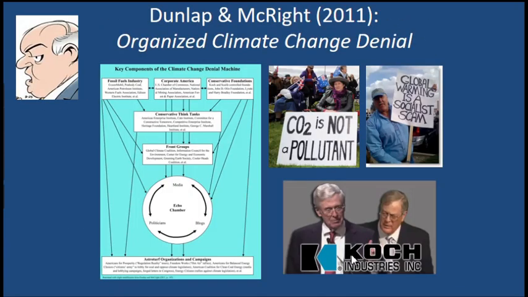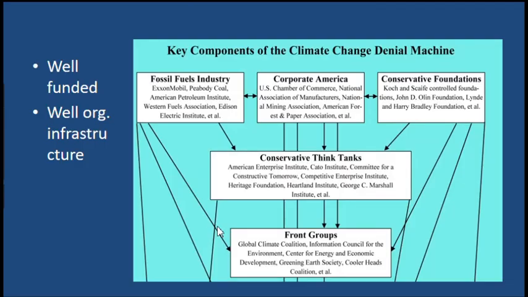Okay, so what does organized climate change denial look like as a sociological phenomenon? Dunlap has written a lot about this in an article with McCright, where they describe a climate change denial machine. Their basic argument is that you have some plutocrats or folks heavily invested in the current greenhouse gas intensive economy, like the Koch brothers, funding a lot of mechanisms to affect public opinion and the courts and whatnot. The way it works is you have the fossil fuel industry, corporate America in general, and conservative foundations funding this infrastructure of conservative think tanks and front groups.